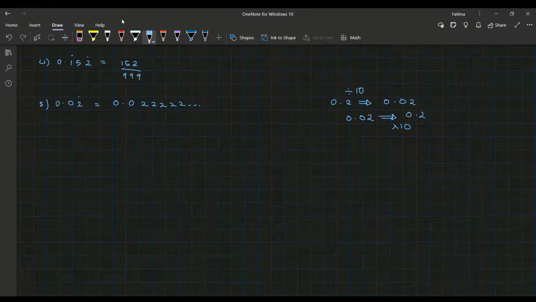And what you should remember is that from the lesser decimal places to the more decimal places, I'd have to do division. From more decimal places to lesser decimal places, I'd have to do multiplication. So you should probably keep this in mind.